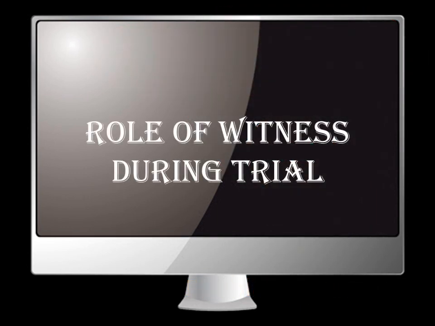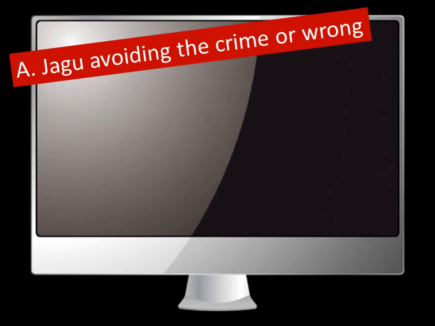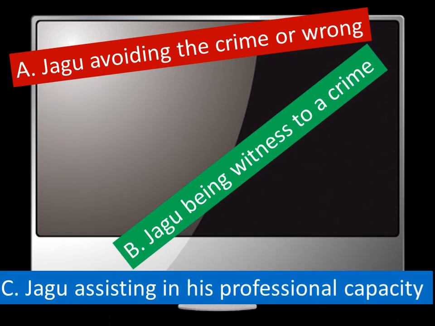This is the second part of the criminal procedure code presentation, that is, the role of witness during trial. So taking Jago further from the earlier presentation, Jago, a witness or an alert citizen or an important person or part of the society, can be involved in the trial stage in different capacities.